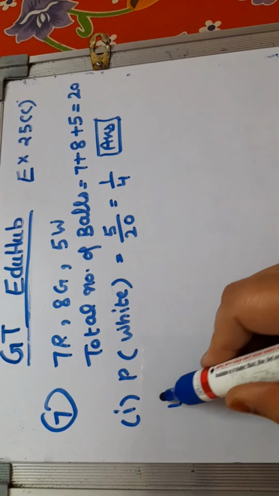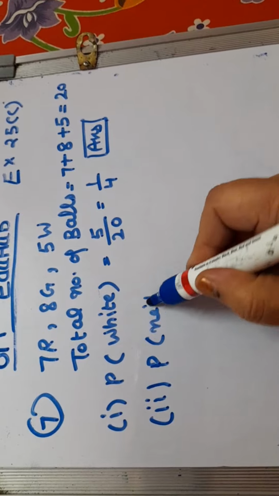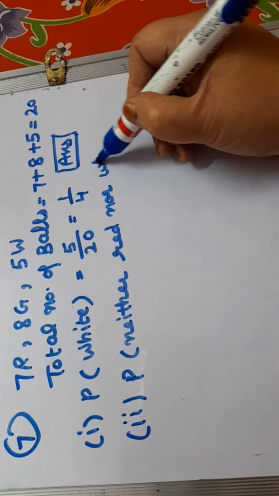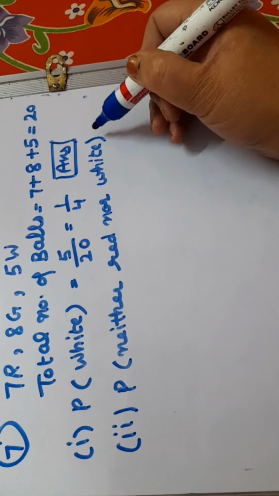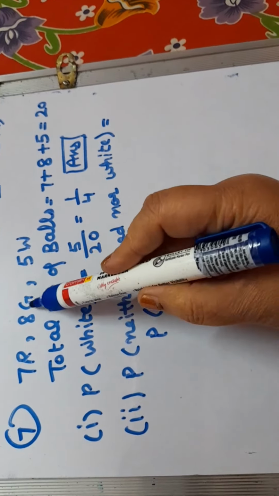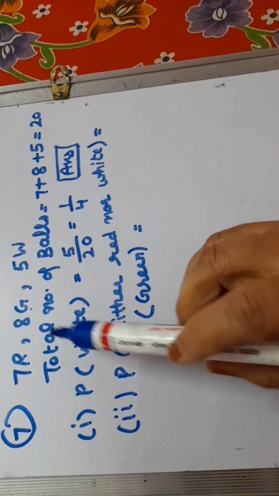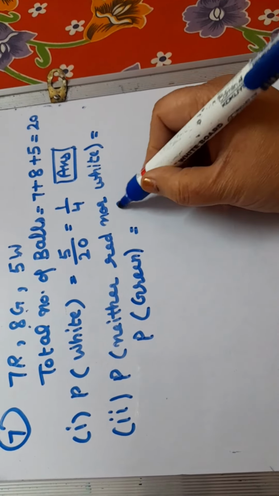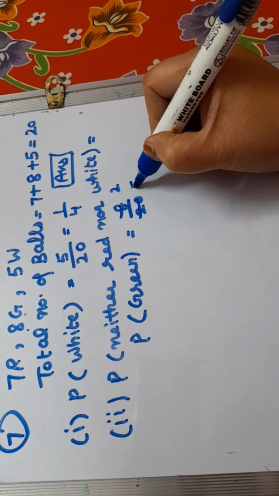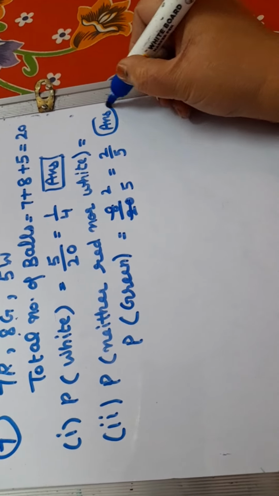Now we will do the second question. Probability of neither red nor white. Neither red nor white means we have to find the probability of a green ball. So the number of green balls is 8 and total balls are 20. So we will cut by 4, and you get 2/5. This is your answer.